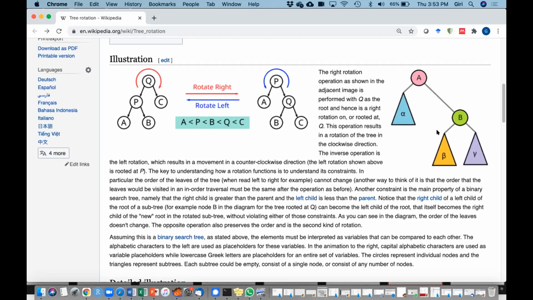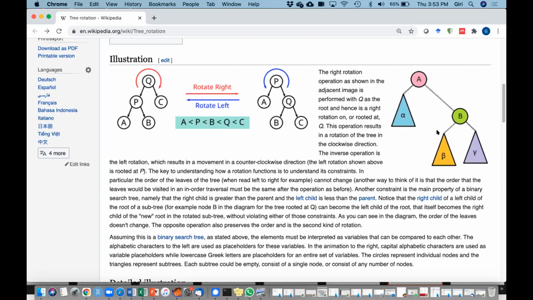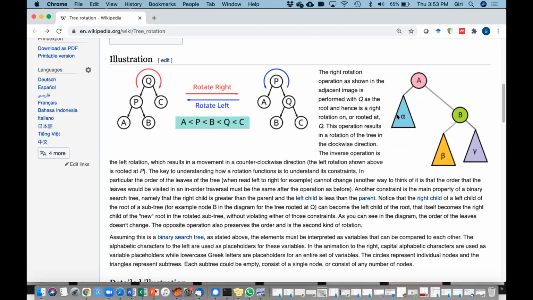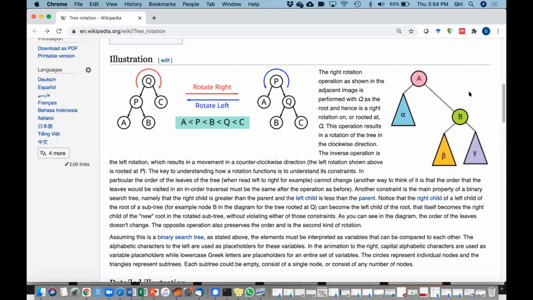Did everyone understand this? Now, what is important to understand is that whenever you rotate, it still keeps the tree to be a binary search tree. Now, why is that? Well, let's look at this structure on the right side. Everything in this subtree called alpha must be smaller than the value stored in A, because it's in the left subtree. Everything stored in gamma must be larger than B, because it's on the right side of B. And what about the things in beta?